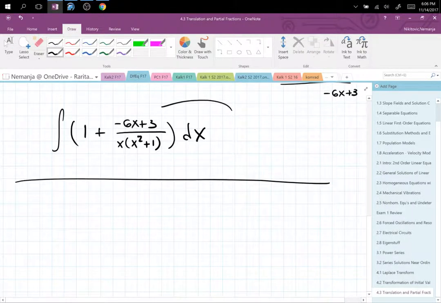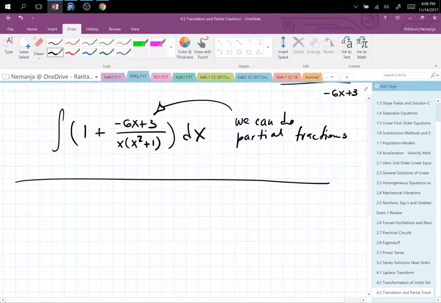All right, so now we can do partial fractions. I'm not going to do it. So now let's take a look at some of these partial fraction problems.